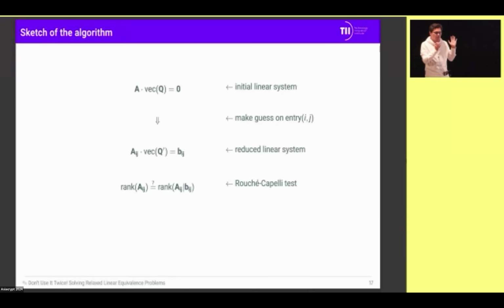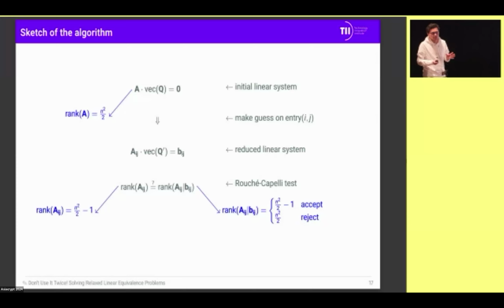The idea is simple. As mentioned, you have the original system, A times, let's say, vector of Q equals 0. Then we make the guess in the entry ij. We get the reduced system, and then we apply the Rouché-Capelli test, which essentially says that, on the left side, we have the rank of the matrices n squared divided by 2 minus 1.